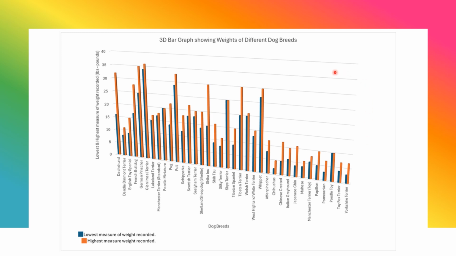This 3D bar graph builds onto my previous slide as it shows the different weights of different dog breeds. This is measured as the lightest and heaviest weight of the dog in pounds, which is a European measurement of weight. This is shown on the y-axis, going from 0 to 40 pounds. Again, in this case, the x-axis tells us the different breeds of dogs. The blue shows us the lowest measurements of weight recorded for the breeds, and the orange shows us the highest or the heaviest measure of weight recorded for the different breeds.